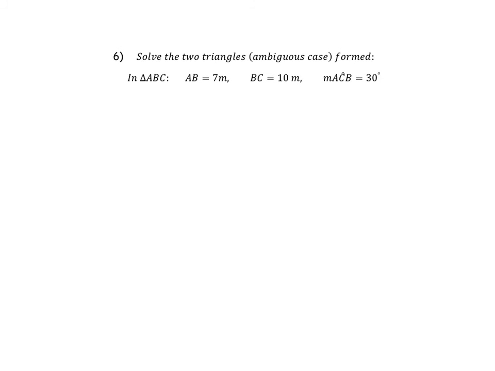Okay, guys, we're going to solve the two triangles using the ambiguous case. In triangle ABC, what we got is two different situations. Here's angle C, here's angle A, here's angle B. We're given that AB is 7 meters, that BC is 10 meters, and that angle C is 30 degrees, but we don't know side B.